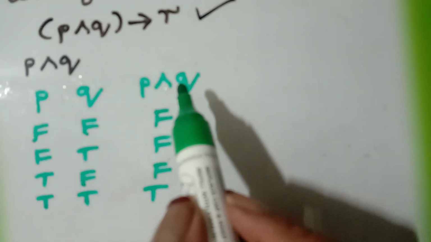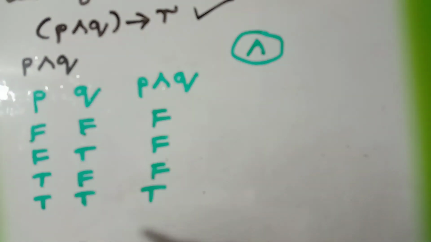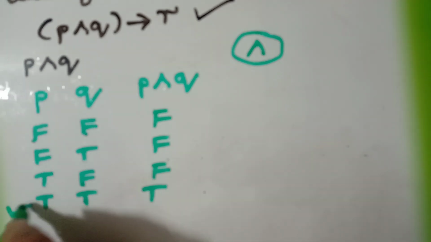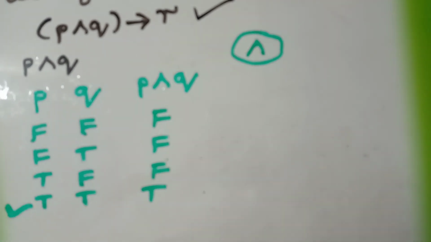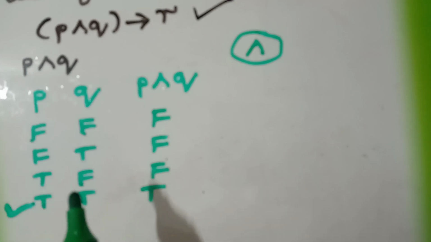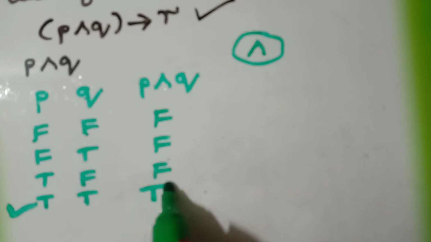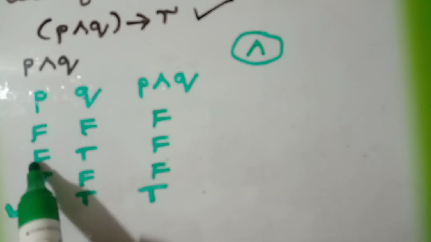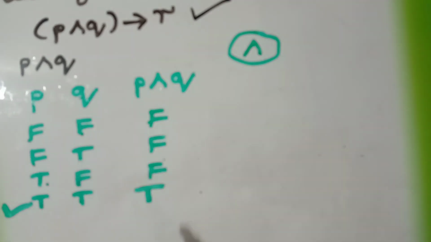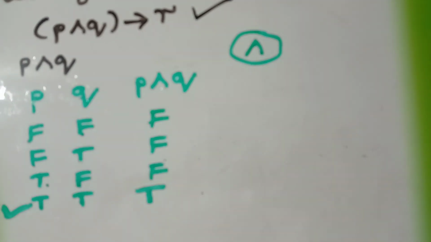So whenever we are using the operator and, you have to remember that unless and until both the truth values for the statements P and Q are true, only then is the resultant true. Otherwise, if both are false or one of them is false, then in that particular case the resultant is false, as you will see over here. So this is the truth table for P and Q.